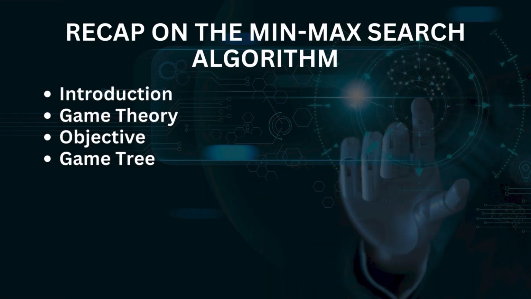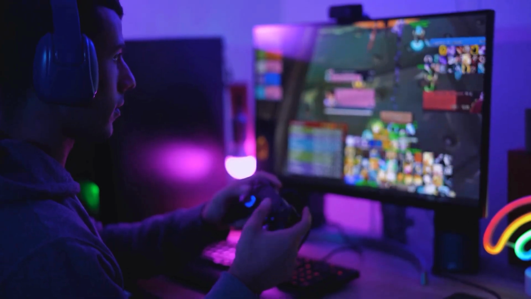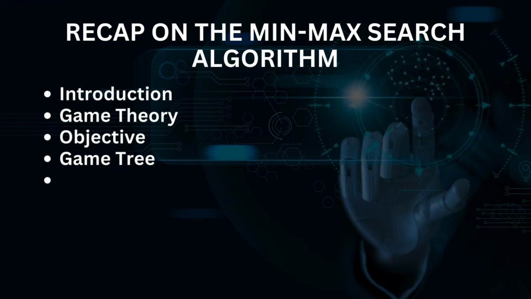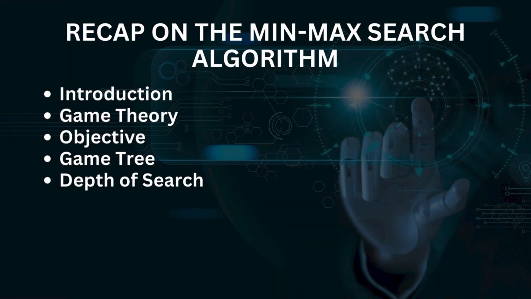A game tree was introduced as a visual representation of possible moves and outcomes in a game. Each node represents a game state and branches represent possible moves. The lecture highlighted that the min-max algorithm explores different depths of the game tree, looking ahead to predict future outcomes. Deeper searches lead to better decisions but require more computational power.